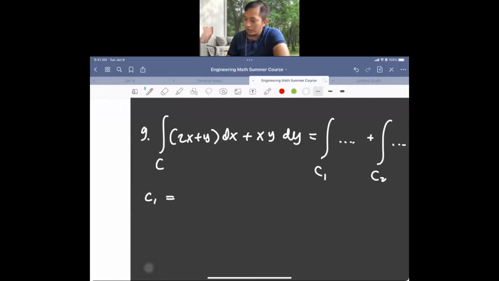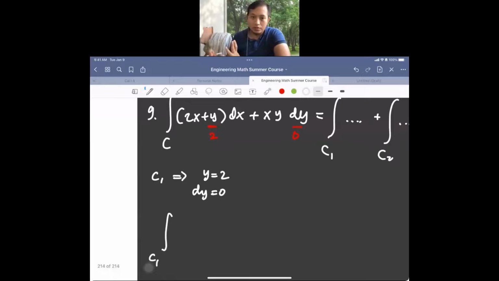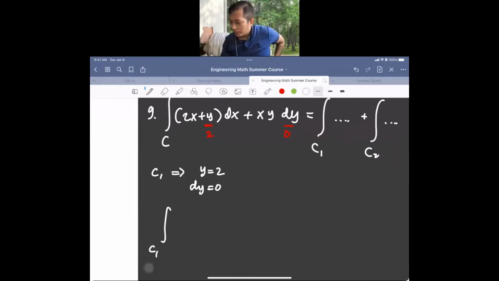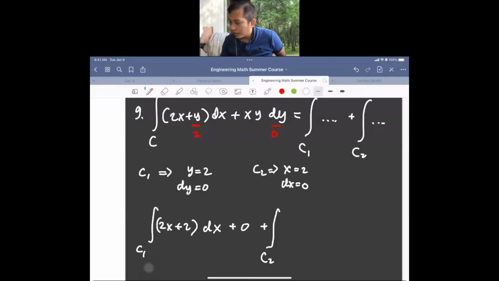So c1 is when y is equal to a constant, so dy is equal to 0, which means that we could change this into 2 and then dy is 0. So the c1 here becomes, let me write with c1 first and then later we could see where c1 is from and to. So 2x plus 2 dx, and then the other part is 0. Okay, that's for c1. And then plus c2, which is when x is equal to 2, so dx is equal to 0. So this part is 0, and this will be 2y dy. Okay, this is what we have.